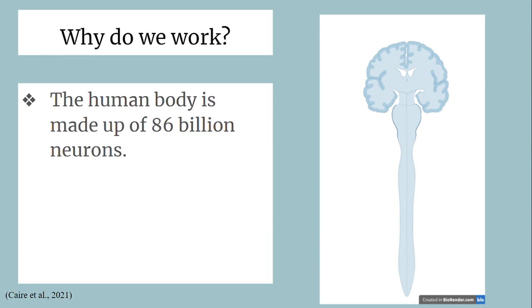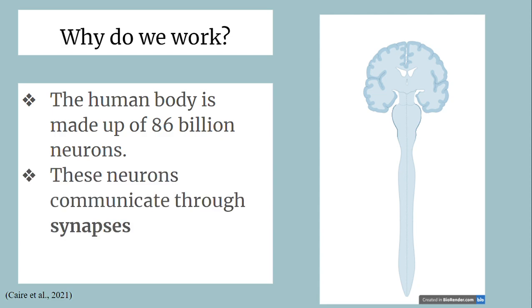Neurons. Neurons are nerve cells that are found throughout our body within our nervous system. And our body actually contains about 86 billion neurons. And these neurons are constantly communicating. They're telling each other when it's time to move muscles, when we're feeling cold, when we hear something. Our nervous system is constantly working. And they're communicating through things called synapses.